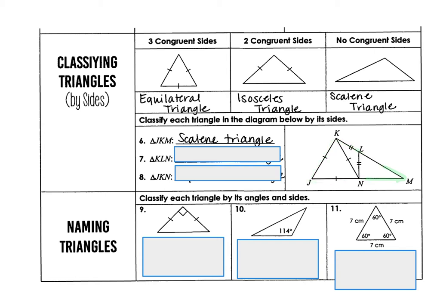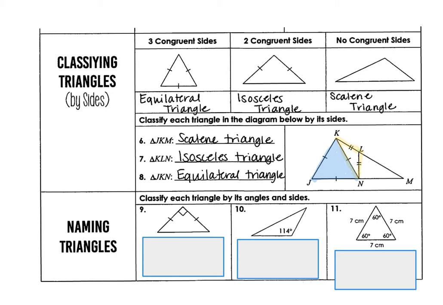If we look at the next one, KLN, which is this triangle right here. For this one, you see that we have KL congruent to LN. And so this one is going to be an isosceles triangle, 2 congruent sides there. The last one is JKN, which is this one right here. And for that one, you'll see 3 congruent marks on the 3 sides. So this one is equilateral.